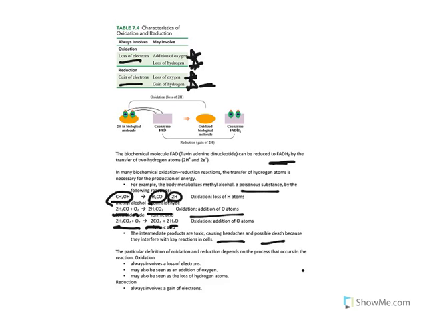The particular definition of oxidation and reduction that you use depends on the process that occurs in the reaction. Oxidation always involves the loss of electrons, but could also be the addition of oxygen and/or the loss of hydrogen. Reduction always involves a gain of electrons, but could also be the loss of oxygen or the gain of hydrogen.